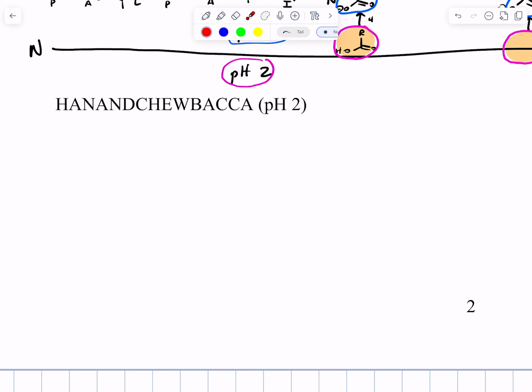So remember histidine. The best practice for memorizing the amino acids is not to stare at them and try to get them in your brain. The best thing to do is just draw them a lot.